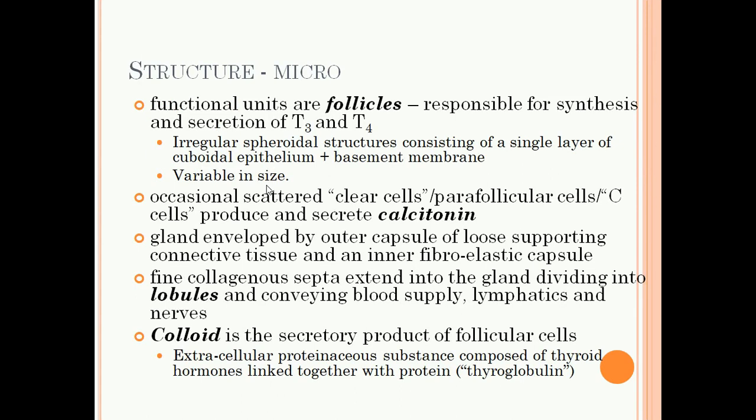The structure of the functional unit, the microstructure of the thyroid gland, or the histological structure. The thyroid is a secretory gland, so it has follicles, and they are responsible for the secretion of T3 and T4. These are irregular spheroidal structures consisting of a single layer of cuboidal epithelium and basement membrane, which are variable in size, and they are scattered in the gland, and they have a number of cells called clear cells.